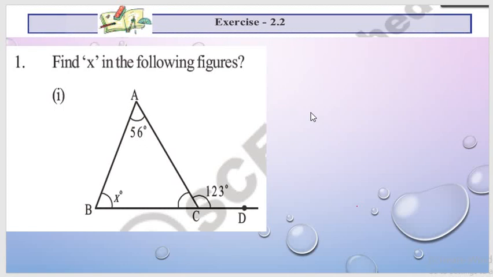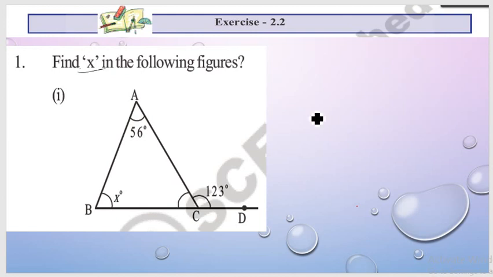So in the previous video we discussed exercise 2.1 related to linear equations in one variable. In this exercise we are going to learn the word problems related to this chapter, and each word problem will follow a different approach. Whatever we have learned in our previous classes, we are making use of those things. In exercise 2.2 the first question is, find the value of x.